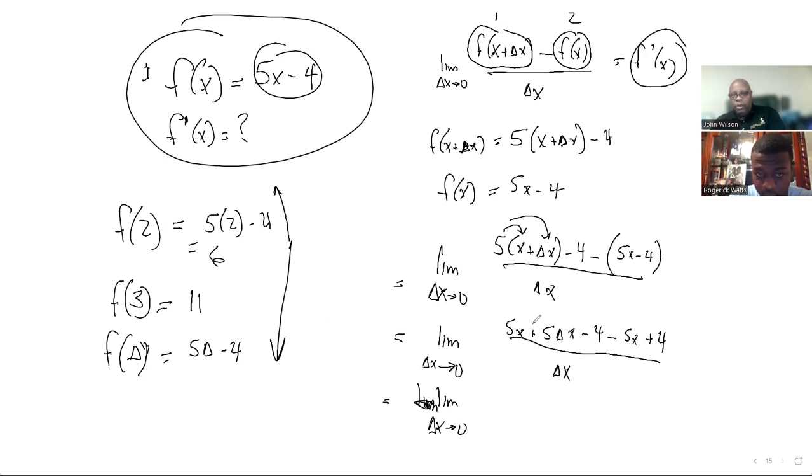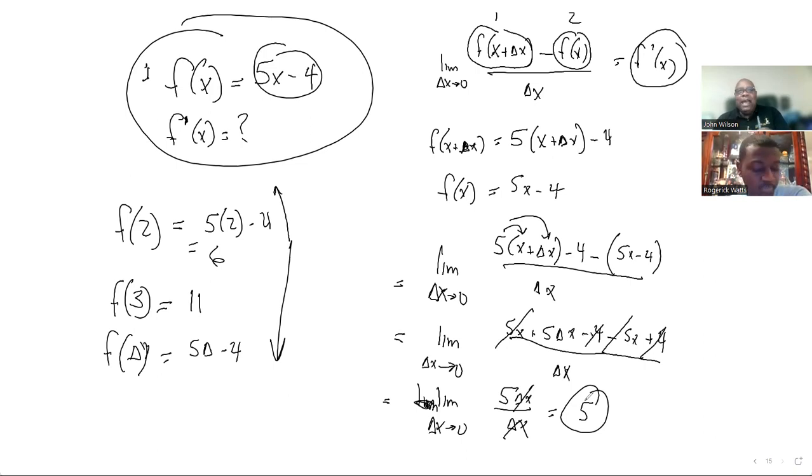Let's combine similar terms. What's 5x minus 5x? 0x. What's minus 4 plus 4? 0 again. So I got 5 delta x, delta x over delta x. And that's essentially divide the delta x's, what do you get? We get 5. Which is what you expected. The slope is 5. So that was us testing to make sure that formula is right. It looks like it's a viable formula for linear functions.